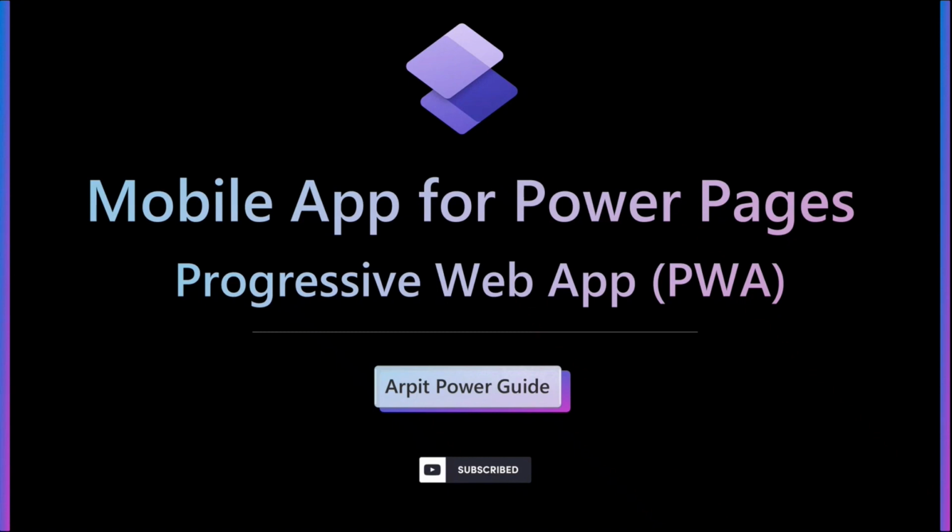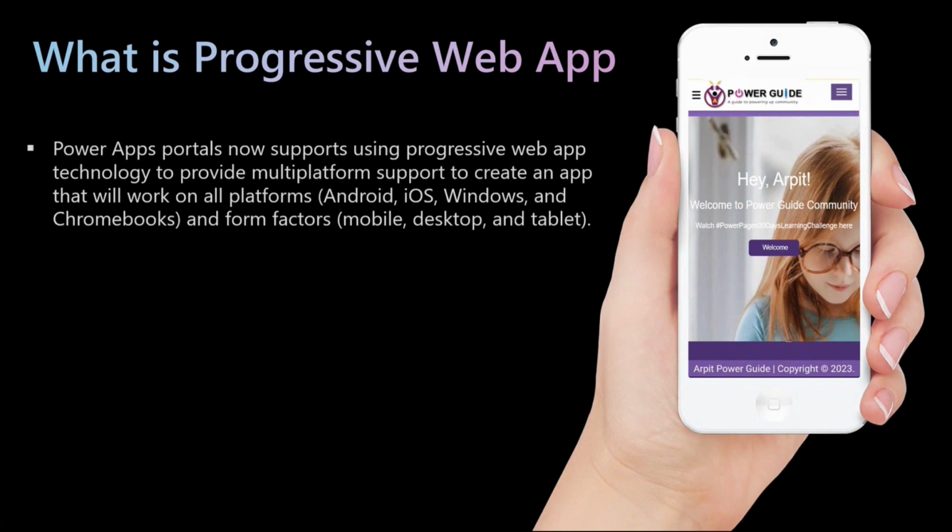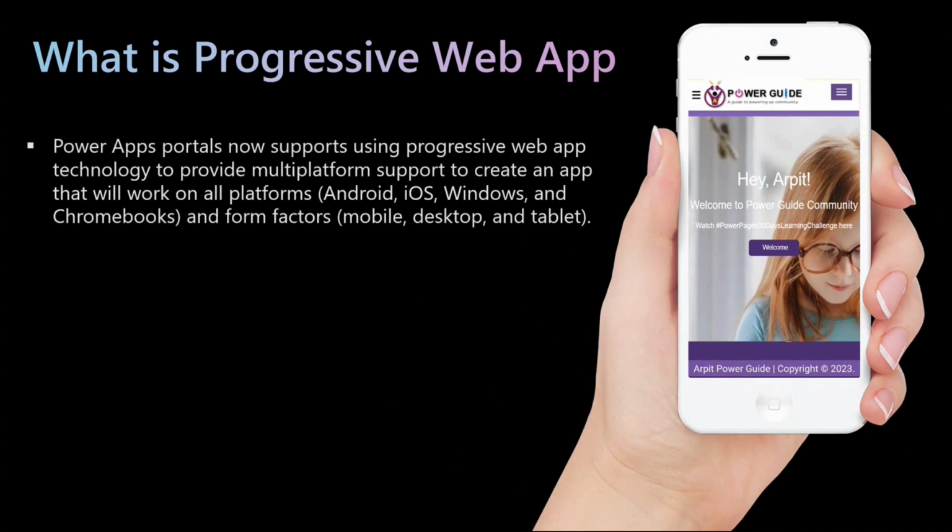Now what this progressive web app means. Power Apps portal, or Power Pages, now supports using progressive web app technology to provide multi-platform support to create a mobile application that will work on all the platforms, whether it's Android or iOS or Windows and Chromebooks, and form factors: mobile, desktop, and tablet.